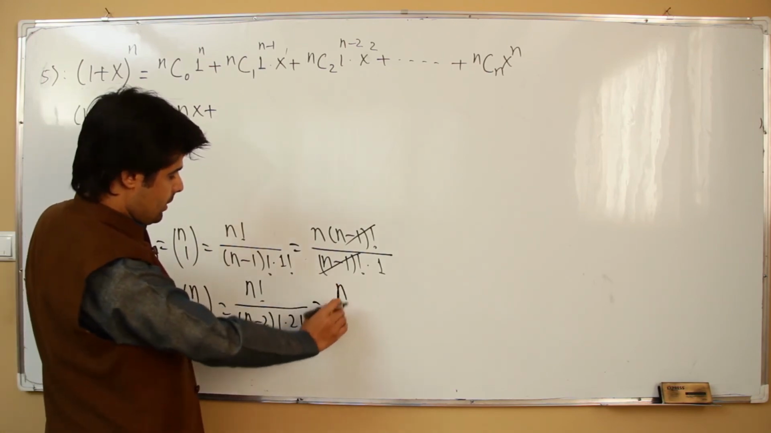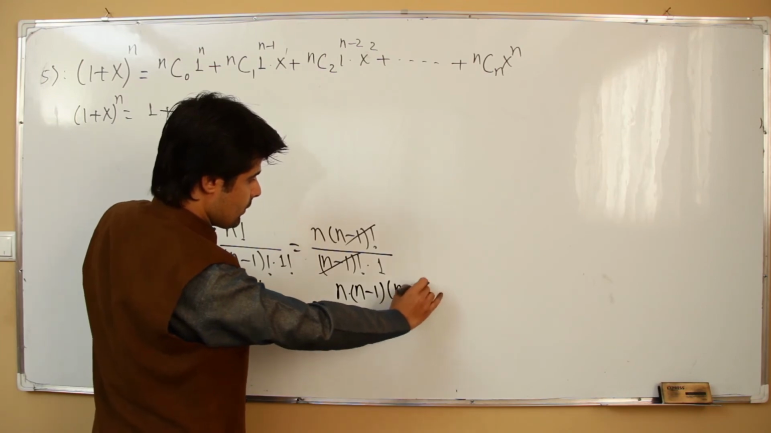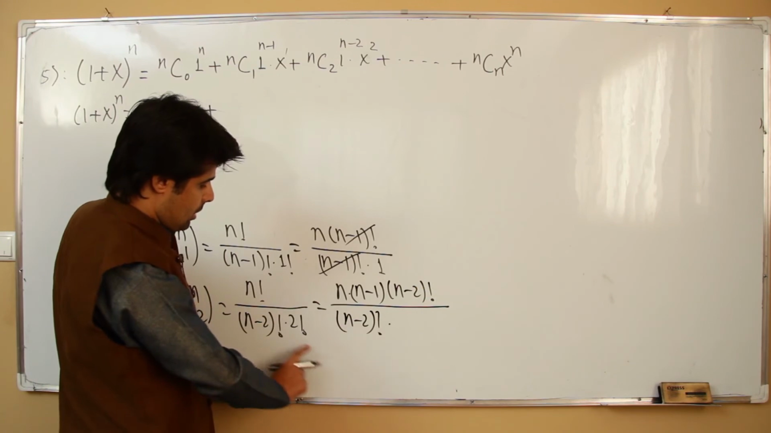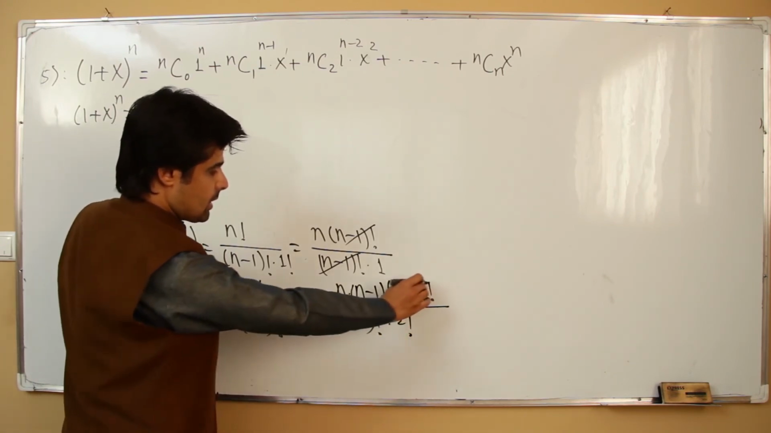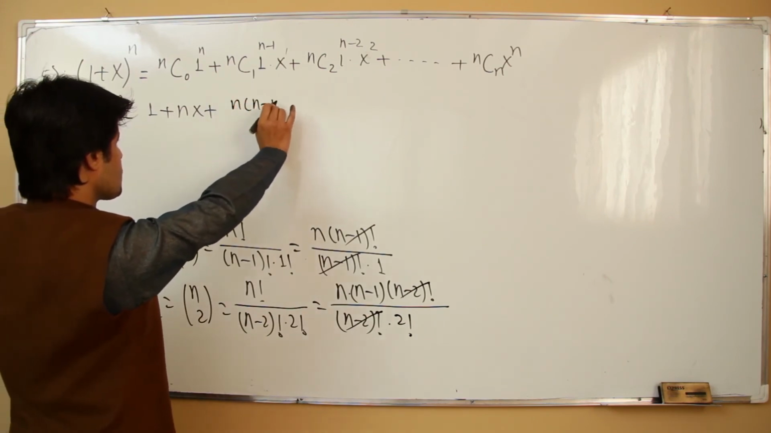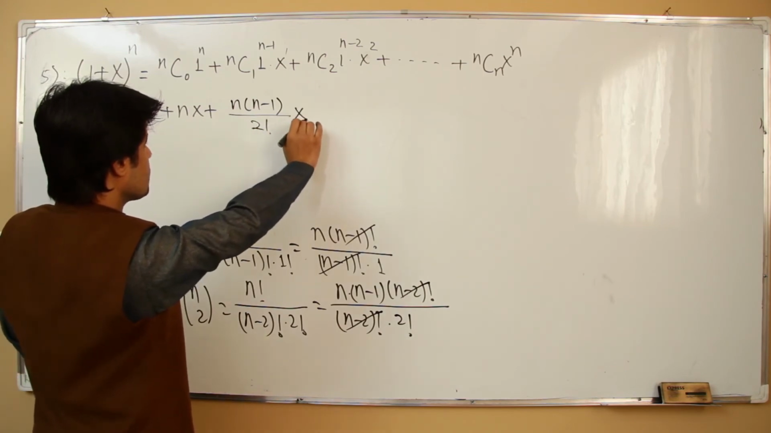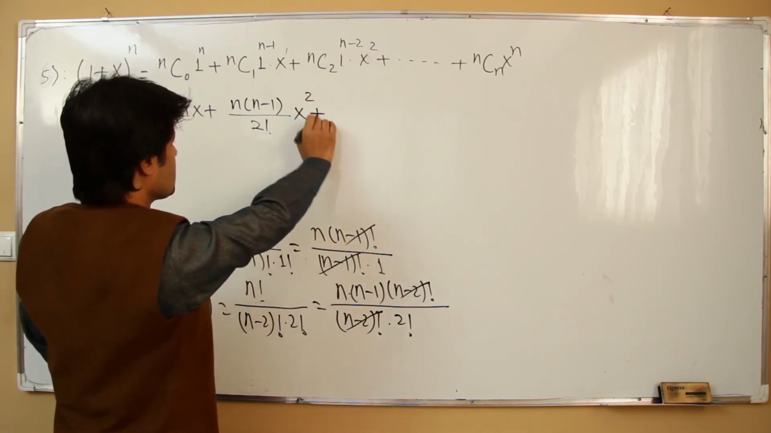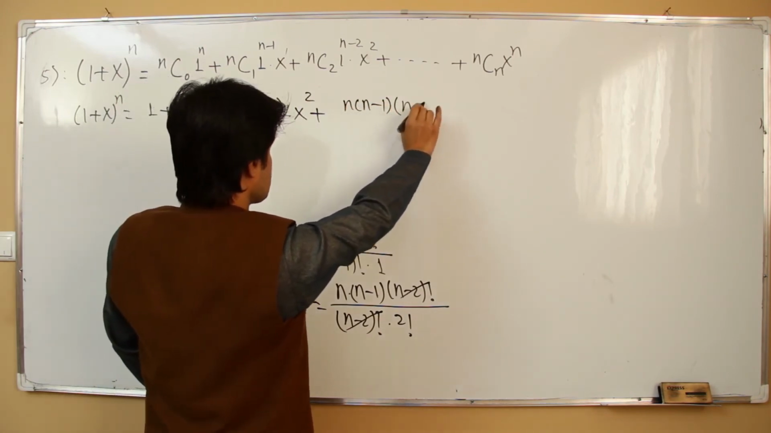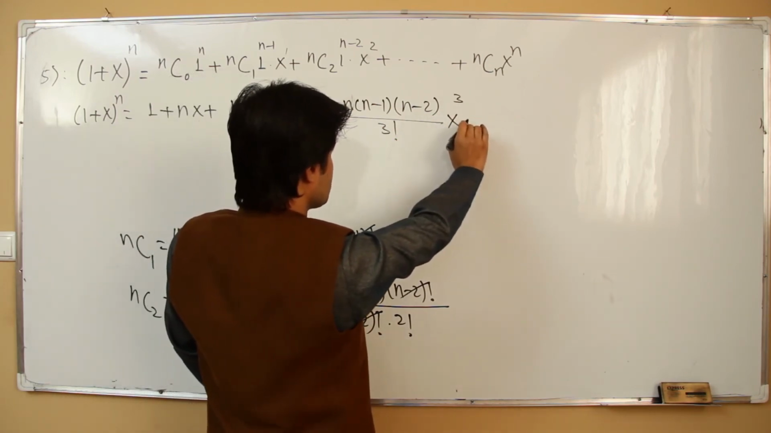Now if you simplify, expand this one: (n minus 1)(n minus 2) factorial divided by (n minus 2) factorial times 2 factorial. So this is cancelled. (n minus 1) divided by 2, (n minus 1) divided by 1, 2 factorial x to the power 2. The second one is (n minus 1)(n minus 2) divided by 3 factorial x to the power 3. Am I right or not?